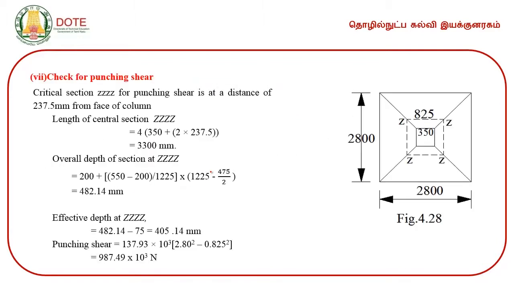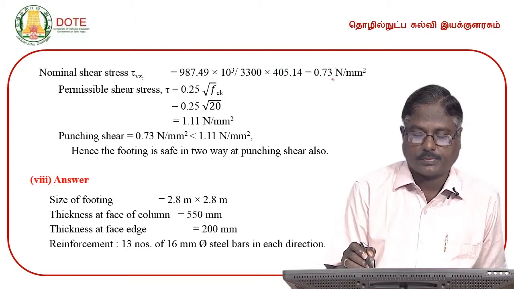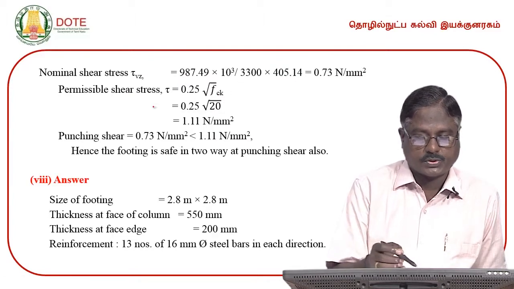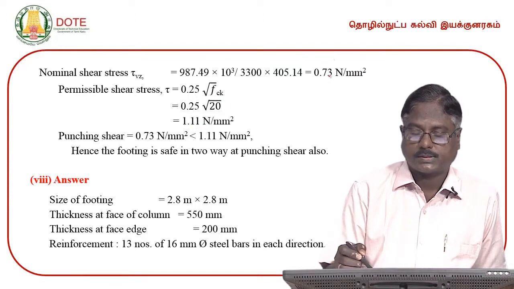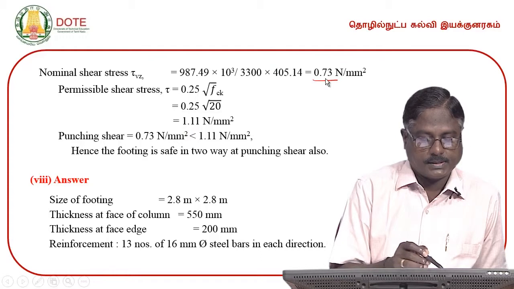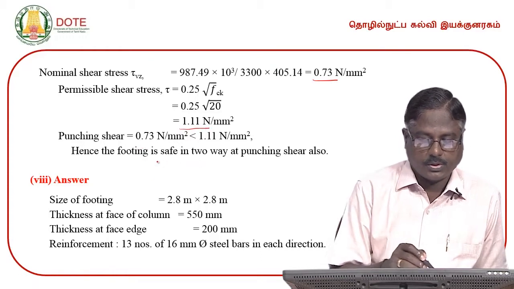one way shear. Similarly, the footing is to be checked for punching shear, and in the sketch Z shows the critical section for punching shear. The punching shear stress, or nominal shear stress, across the section Z is found to be 0.73 Newton per millimeter square. Permissible shear stress is found to be 1.11. Since the nominal shear stress 0.73 is less than the permissible shear stress, the footing is safe in two-way shear also.